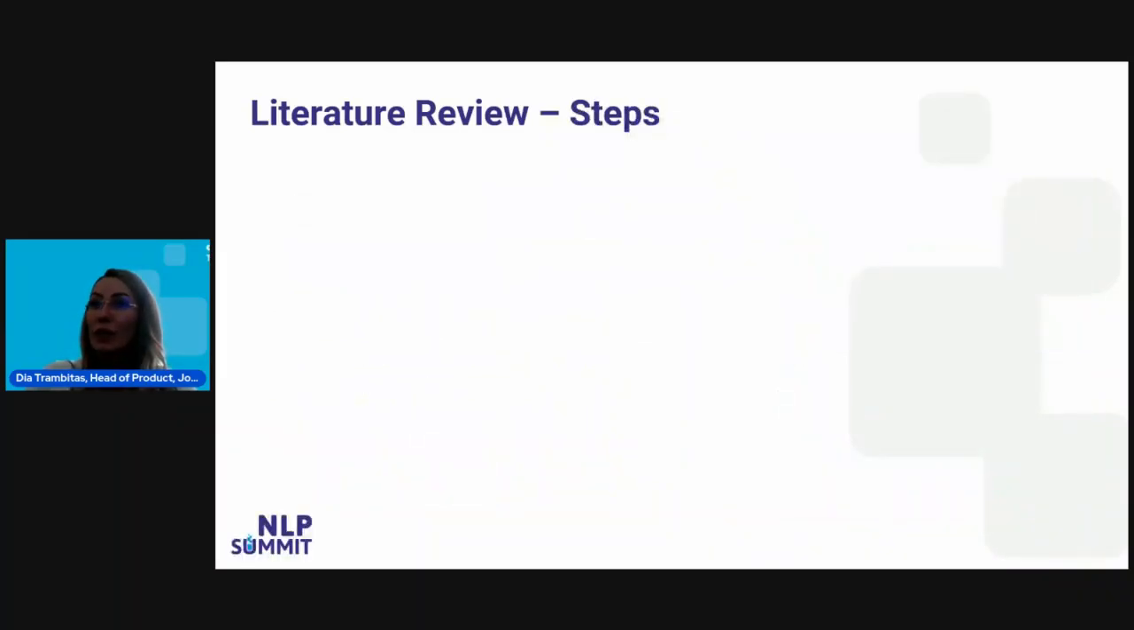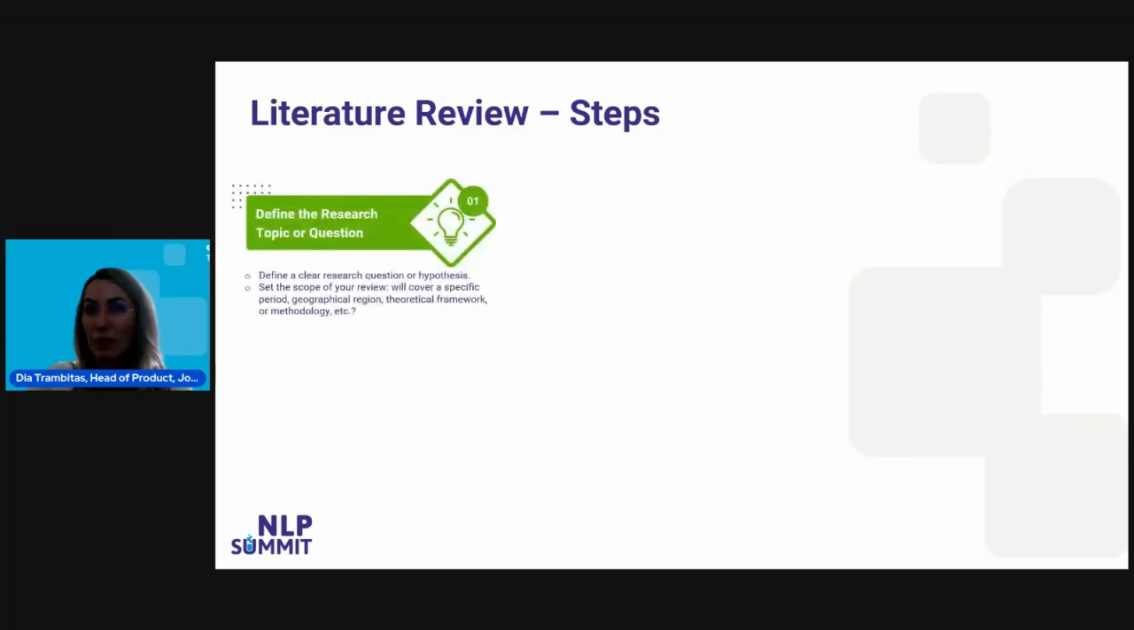Now, running this type of literature review involves following a very structured process to ensure a thorough examination of everything that exists. So you have a couple of steps that you need to follow. First of all, you need to define the research topic or question or hypothesis that you want to study. Then you have to set the scope of your review. Will you cover a specific period or geographical region or some sort of methodology or theoretical framework, and so on?